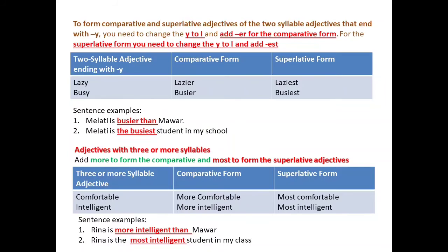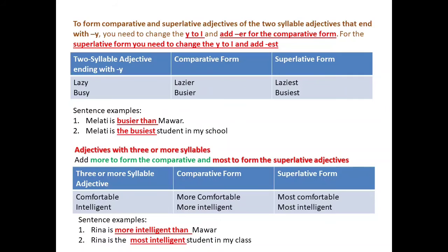It means that Melati is compared with Mawar. And then the second, Melati is the busiest student in my school. It means that Melati is being compared with all of the students in the school. It means we have to use the superlative because it compares more than two things or persons.